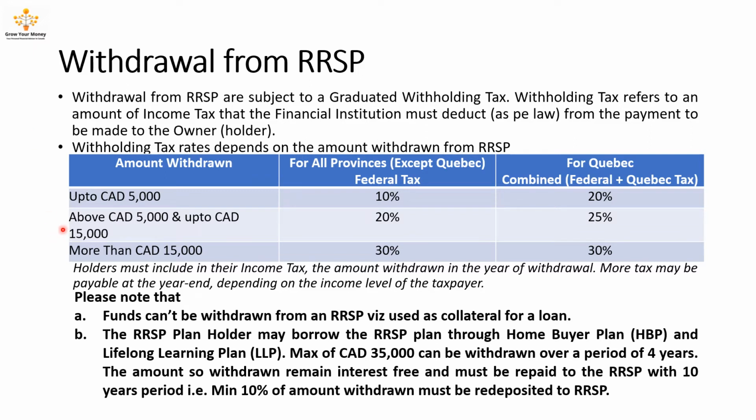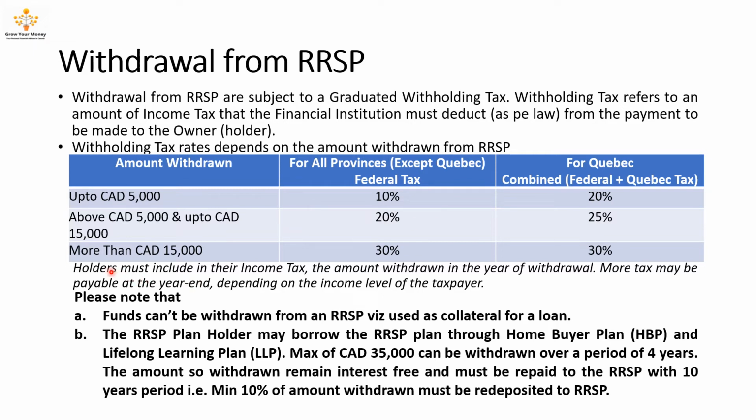So if the amount withdrawn from the RRSP is up to $5,000, then the applicable tax will be 10% in all provinces except Quebec. However, in the case of Quebec, the combined tax will be 20%. In case the withdrawal amount is more than $5,000 and up to $15,000, for all provinces except Quebec, the federal tax will be 20%. However, for Quebec, the combined tax will be 25%. In addition to this federal tax, there could be provincial tax of each province.